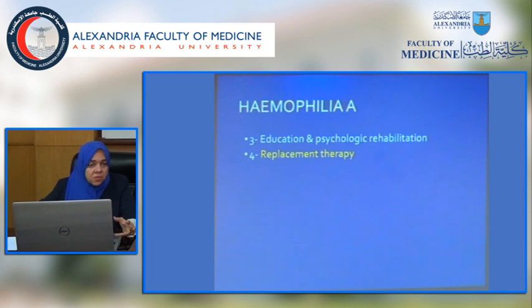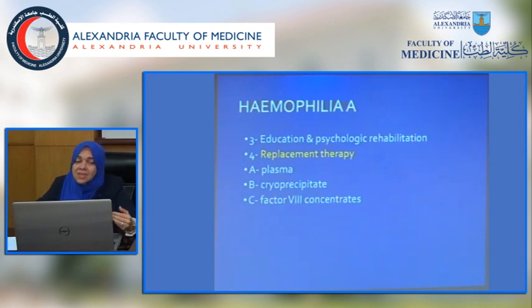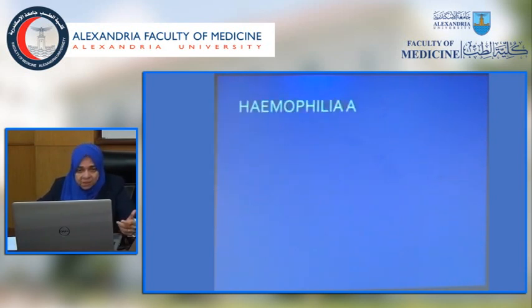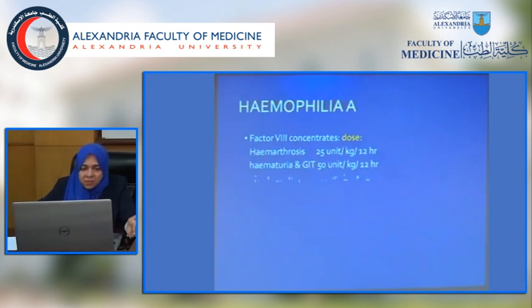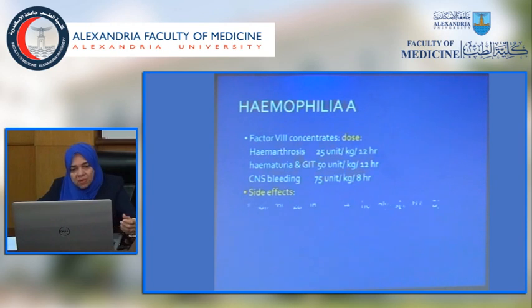The most important part of the treatment of hemophilia is replacement therapy. How will we replace factor VIII? We can replace it by providing the patient with plasma rapidly to stop the bleeding, or cryoprecipitate, giving factor VIII concentrate or recombinant factor VIII concentrate, which is safer because it doesn't entail the risk of blood-borne infection. Factor VIII concentrate dose will vary according to the site of the hemorrhage and according to the severity of the hemorrhage.